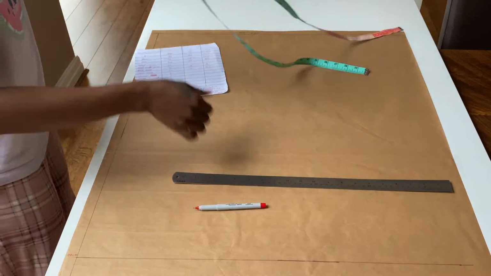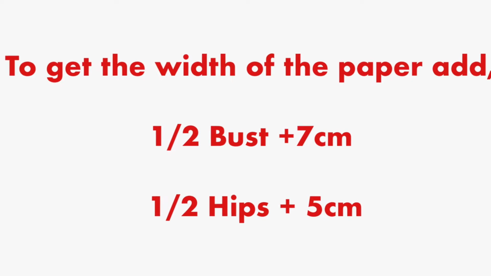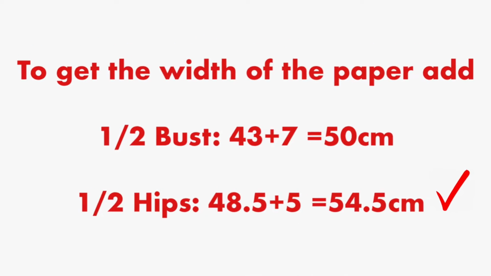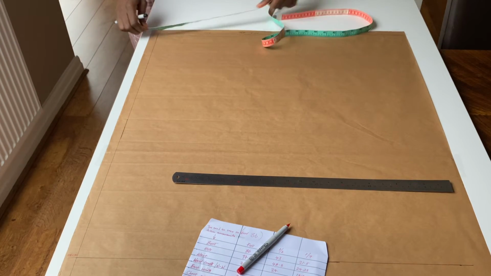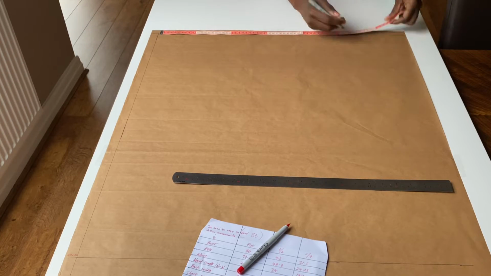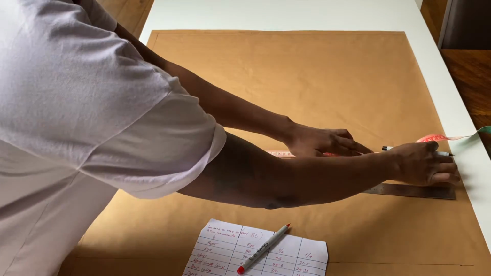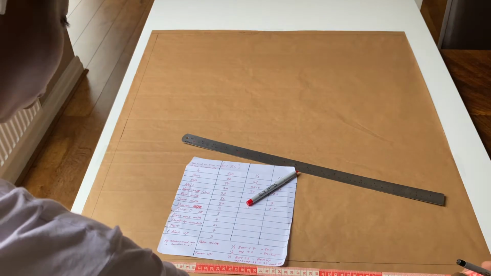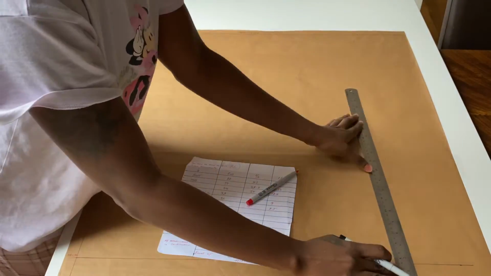Next, to get the width of the paper, you need to add half of your bust plus 7 cm or half of your hip plus 5 cm. Whichever is the biggest, that's what you'll be using as the width of the paper. For me, the width of my paper will be 54.5 cm. So I'm measuring 54.5 cm from the 2 cm line on the left side, and I'll draw a straight line using my ruler, and this line becomes the center front line.